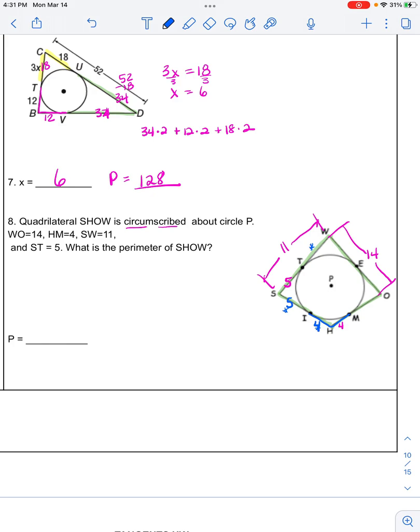Then I need WT. So WT is going to come from 11 minus 5. That's part plus part equals whole. So I'm going to take the whole and subtract the part. That gives me 6. So WT and WE have to both be 6. Well, then EO is going to be 14 minus 6, so that's going to be 8. And then you have OE and OM, that's going to be 8. So now you have all of your pieces.